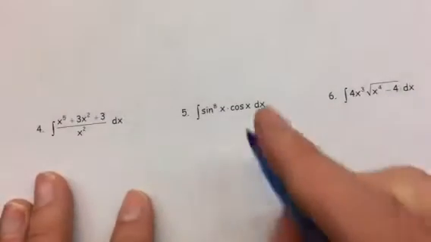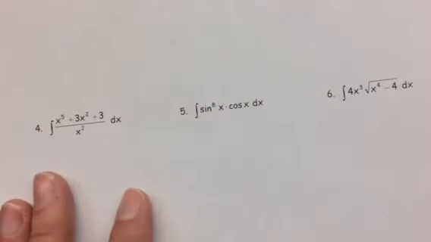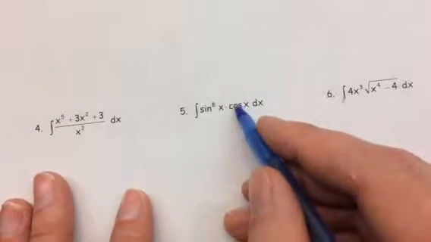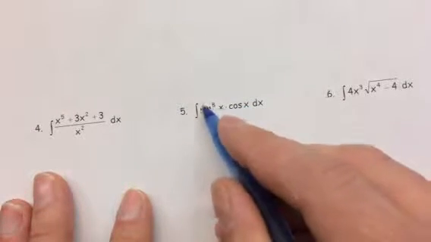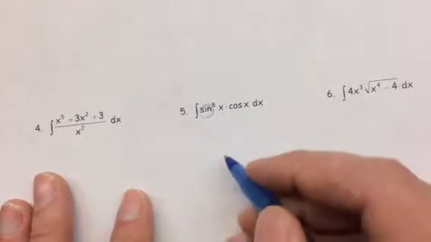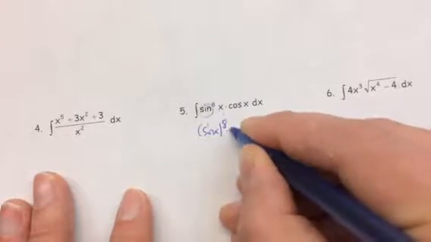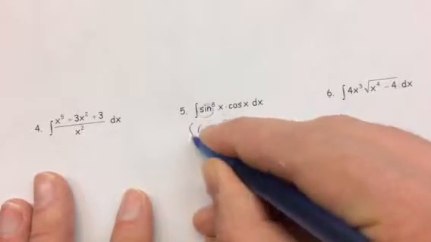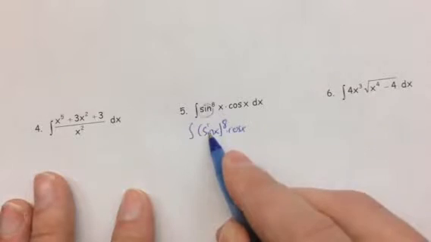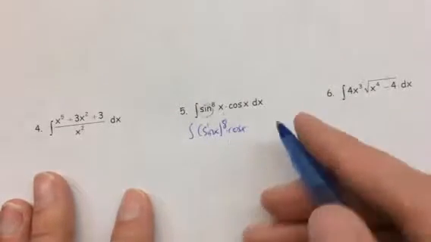On the other hand, let's look here. Here we've got sine to the 8th of x times cosine of x. Well, the inside function here is sine of x. It's sine of x to the 8th power. I'm going to rewrite this like this: sine of x to the 8th power times cosine of x. And the derivative of sine is cosine. So this is going to be a U substitution problem.